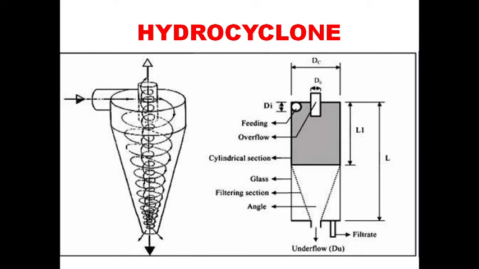Geometry of the cyclone involves inlet shape, area, cyclone dimension and inlet, vortex and apex diameter. What are the cyclone dimensions? Cone angle, length of the cylindrical section and total length of the cyclone.